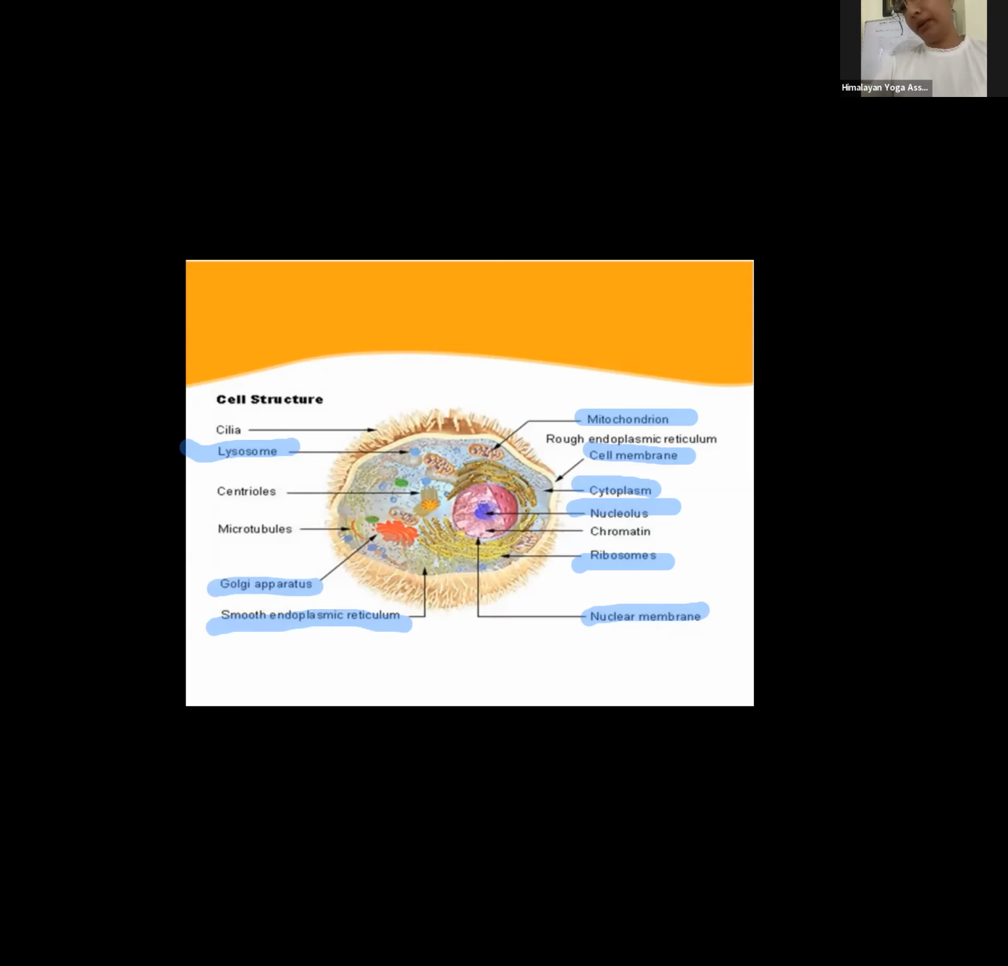Then we have cell membrane. Cell membrane is the outer covering of a cell. Then cytoplasm. Cytoplasm is the fluid. Okay, it is the fluid. Then we have nucleus. Nucleus is the place where the DNA is stored.